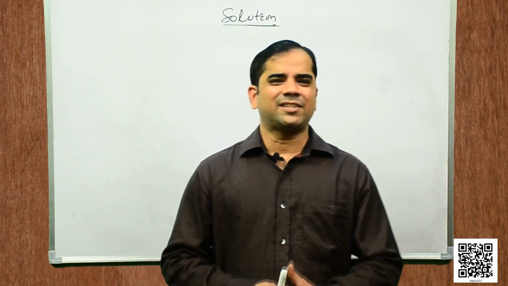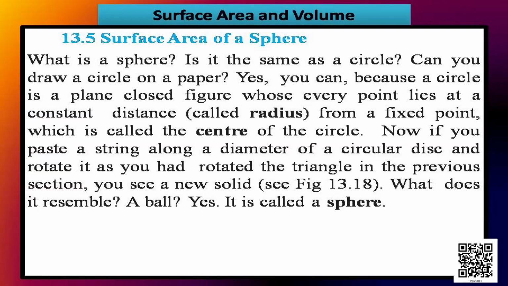Students, let us now discuss the surface area of a sphere. Okay. What is a sphere? Is it the same as a circle? Can you draw a circle on a paper? Yes, you can, because a circle is a plane closed figure whose every point lies at a constant distance called the radius from a fixed point, which is called the center of the circle.